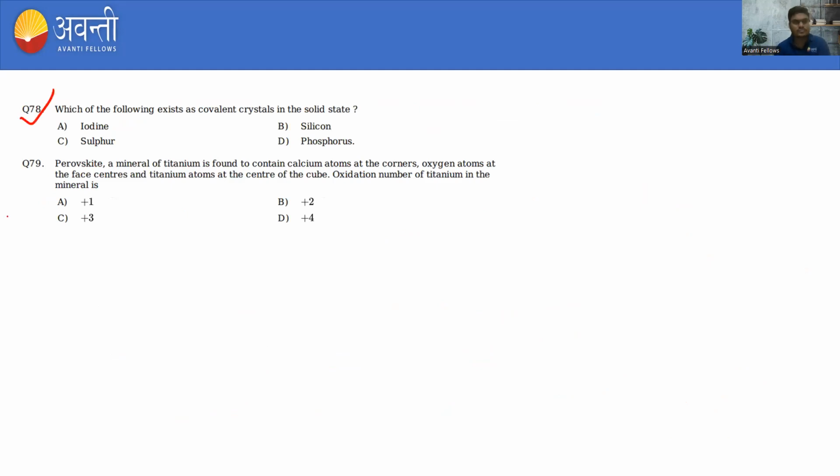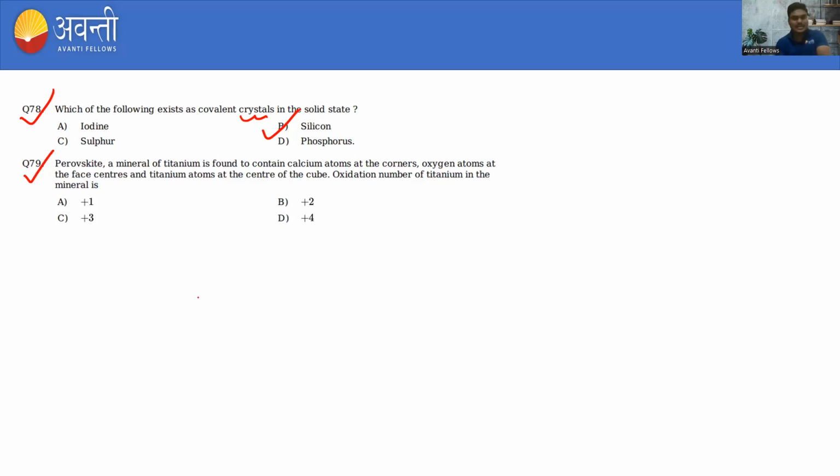Now, question number 78 is also from the solid state chapter. Which of the following exists as a covalent crystal in the solid state? This question is from the classification of solids, and it's a very simple question. Silicon, that is group 14 family, belongs to the covalent crystals in the solid state. So this is a very simple question.